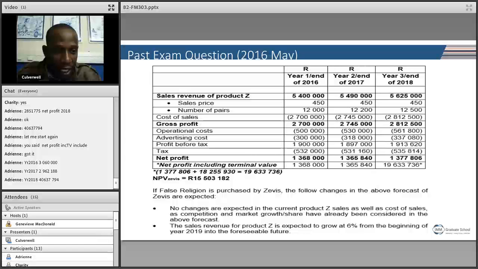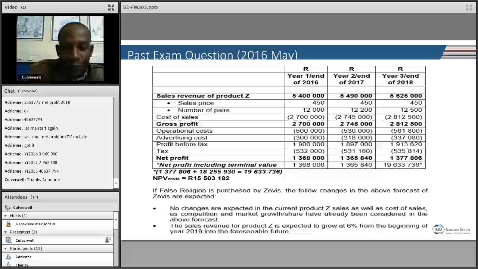Waiting for year 2017. 2,962,188, and then for year 2018, it was 40,637,794. So after you have calculated your net profit after including terminal value, those were the figures. Thank you so much, Drain.